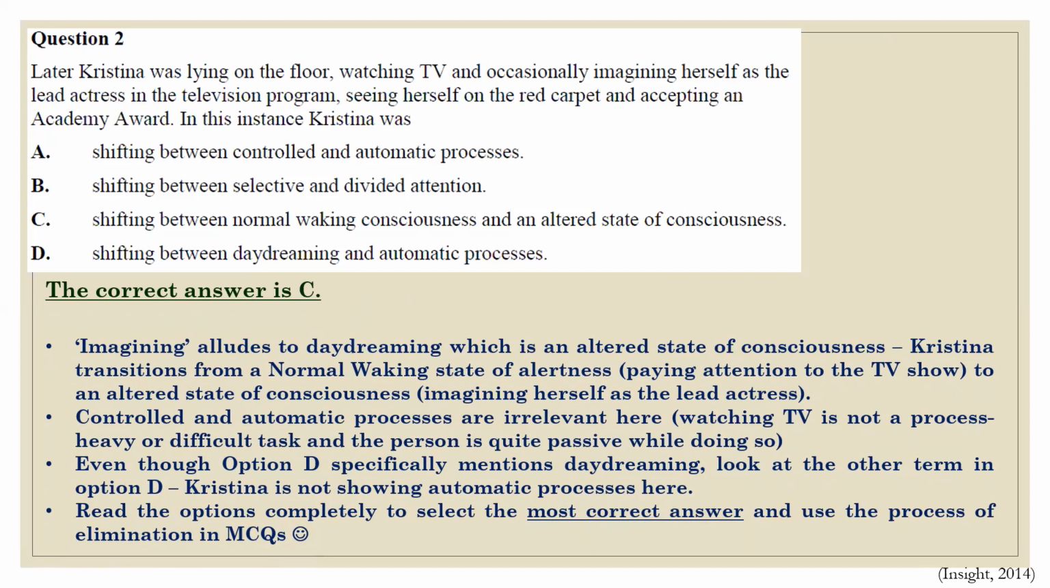When we read this scenario, you should have been able to identify that she was daydreaming, obviously, because she was thinking about something that wasn't real. She was imagining, in other words, and she was basically shifting from her normal waking consciousness to imagining herself. So she's shifting from what she's doing, which is watching TV, and then she's going into an altered state of consciousness when she daydreams. That's why daydreaming is an altered state of consciousness, and that's why she's shifting between NWC and ASC there. The most correct answer is thus C.